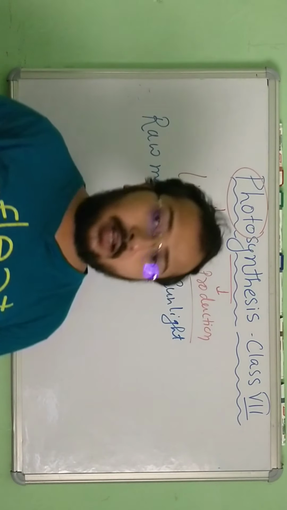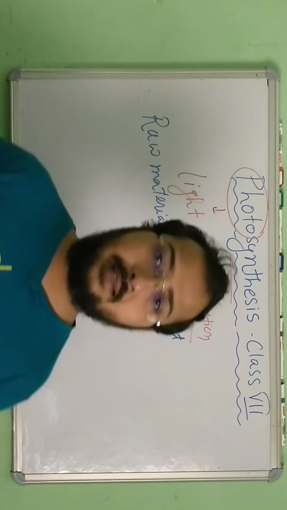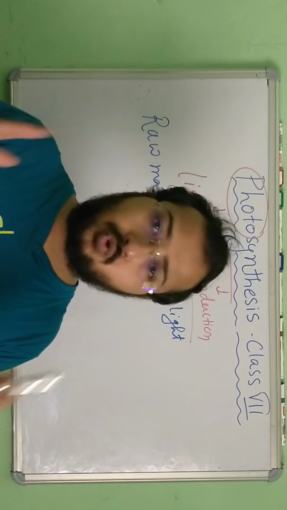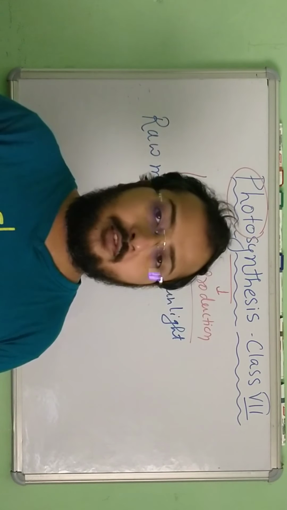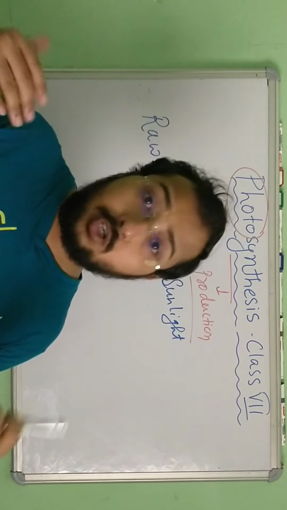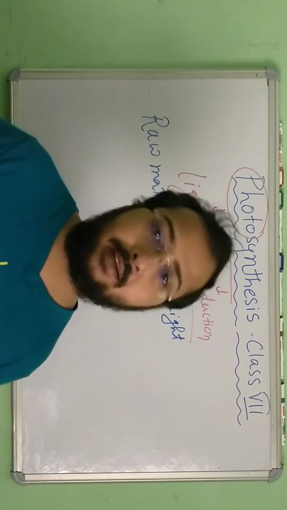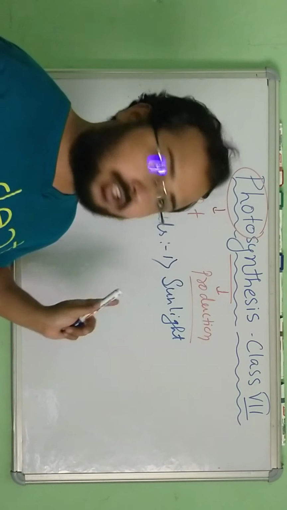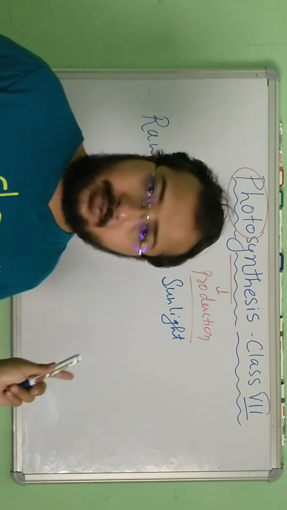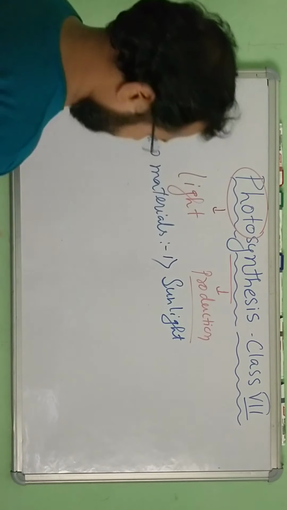The solar radiation or the sunlight is the one and only source of energy for the whole universe, you can say. Everything gets its ultimate energy from the solar radiation or the sunlight. So do the plants also. This is the first point.